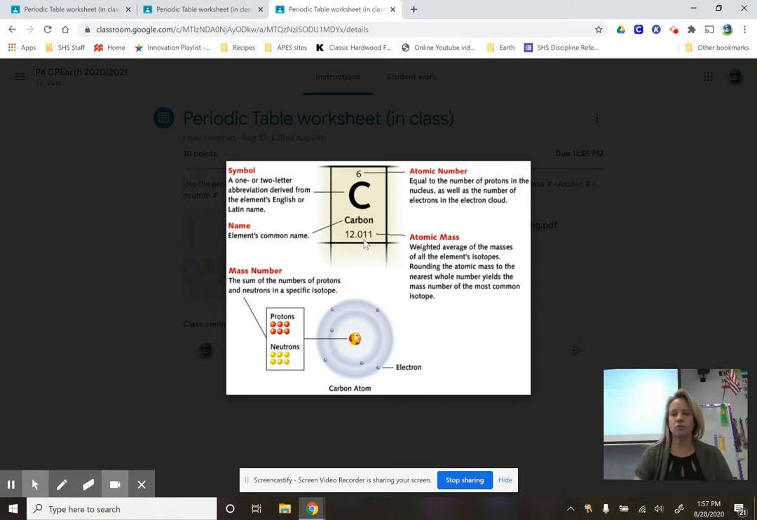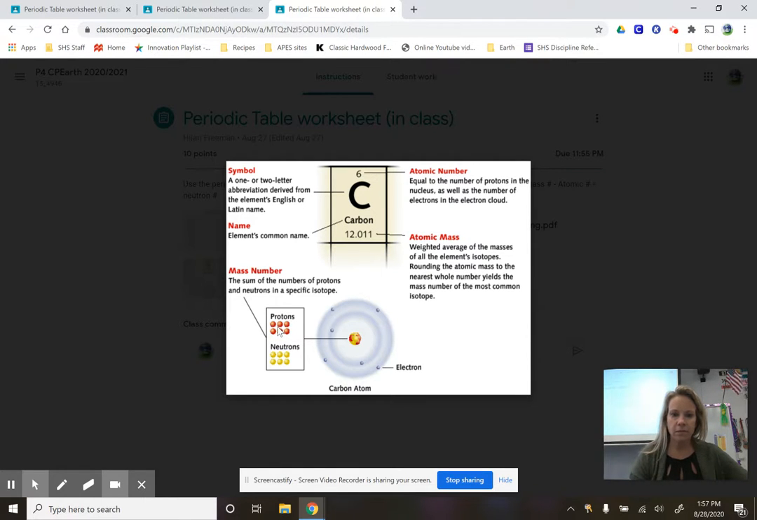What that is, is the weight of the neutrons, protons, and electrons, and it's an average. There are different isotopes of carbon, and different isotopes will have different numbers of neutrons. So that is just an average of all the different isotopes. That's why it's a decimal. And then you've got, of course, carbon, the name of the element.